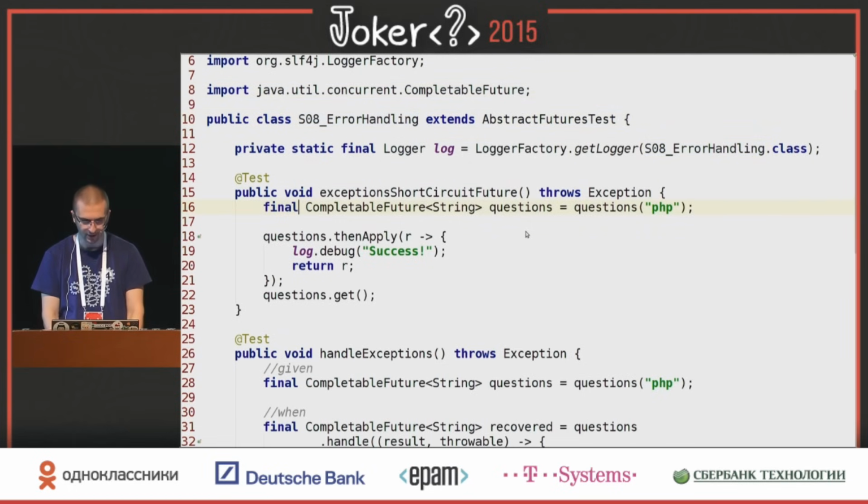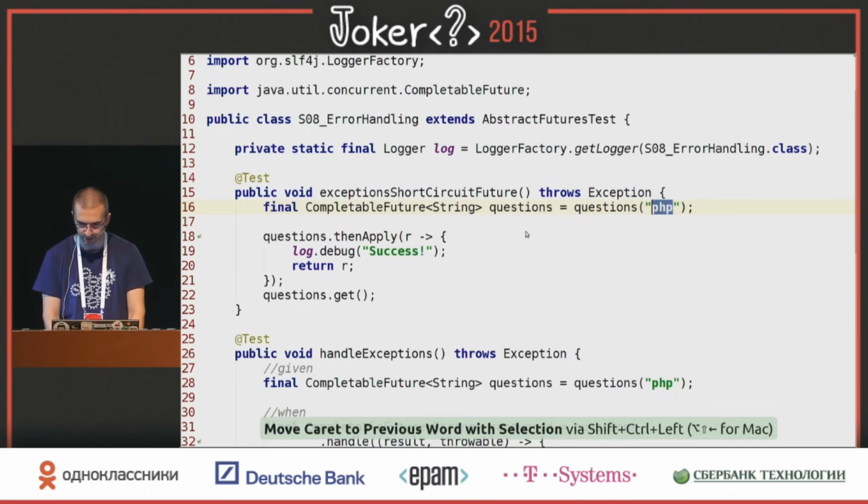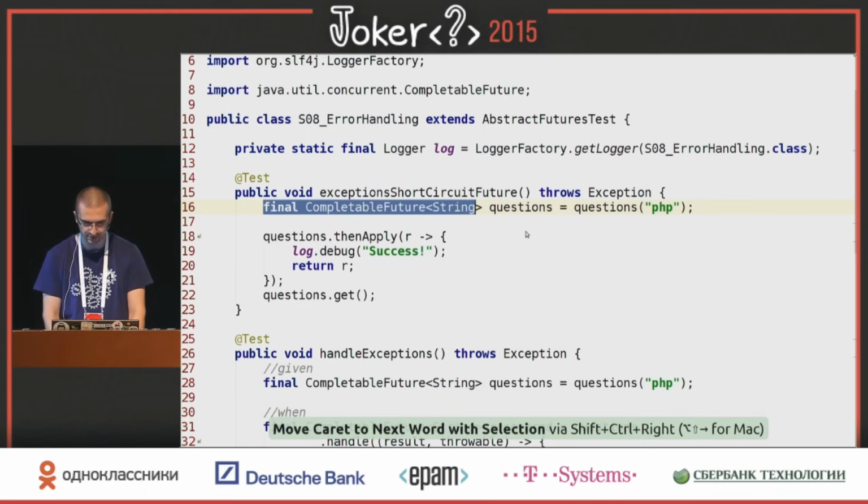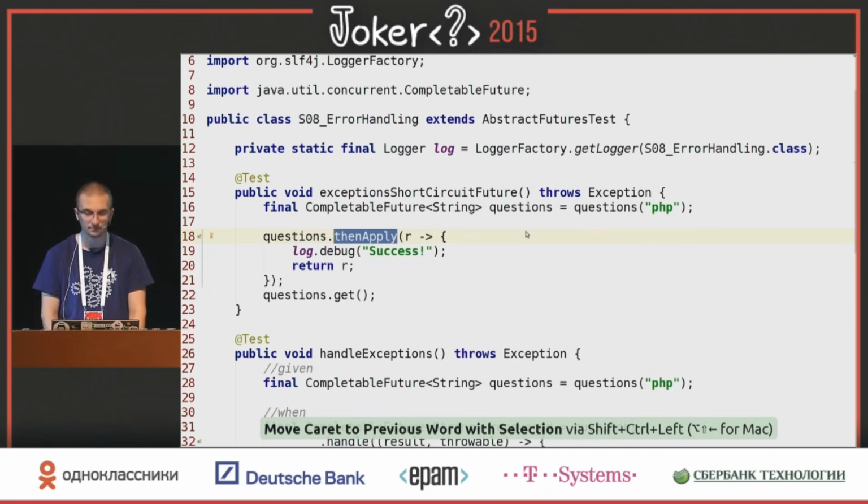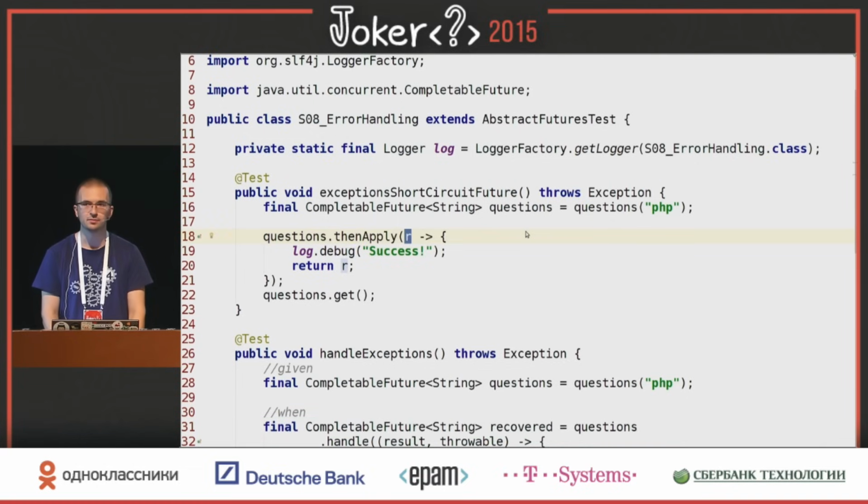Obviously, it can't happen in the client thread. So here I'm invoking a method that asks for questions about PHP. And coincidentally, this one throws an exception. So if I go for thenApply in this place, what do you think r is going to be? This is a tricky question.